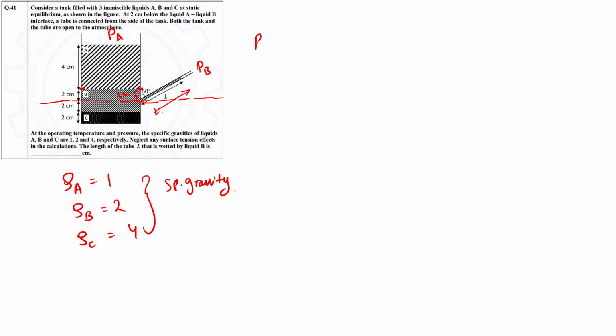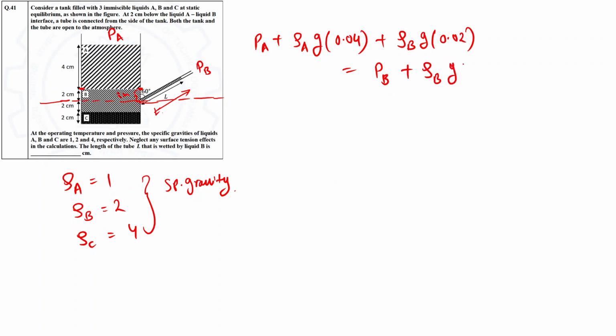So at this reference, we can write PA plus the pressure due to fluid A, which is rho A G, and the height of A is 4 cm, that is 0.04 meter, plus the height of fluid B above this reference, which is 2 cm, that is rho B G into 0.02, is equal to, on this side, PB plus, again this is fluid B, so rho B G into this distance. If this is 60 degree, this will be 30 degree, so this height will become L sine 30.